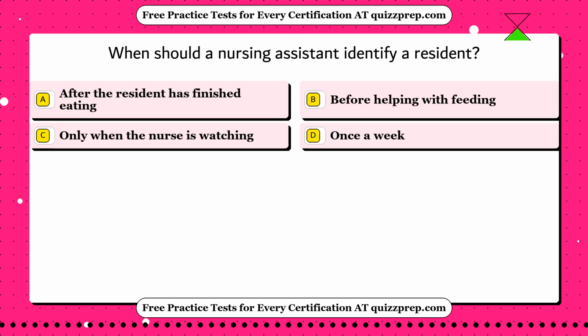Question 16. When should a nursing assistant identify a resident? Option A, after the resident has finished eating. Option B, before helping with feeding. Option C, only when the nurse is watching. Option D, once a week.